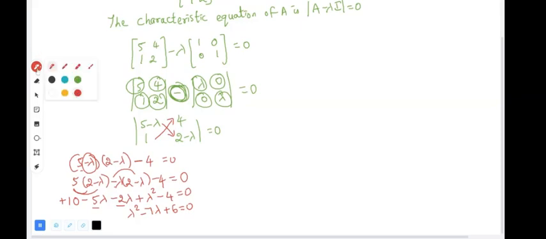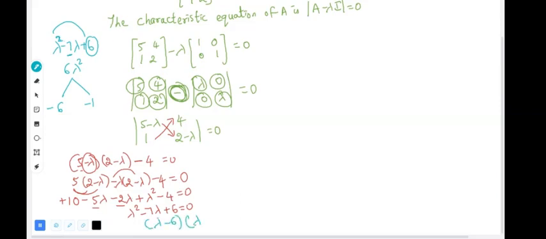So we need to find the lambda value. To find lambda value, we got the equation as lambda square minus 7 lambda plus 6. So we factorize it. 6 ones are 6. When you multiply, we should get this number. When you add, we should get the middle number. That will be minus 6 minus 1 will give us minus 7. So here we can write it directly, lambda minus 6 and lambda minus 1 equals 0.